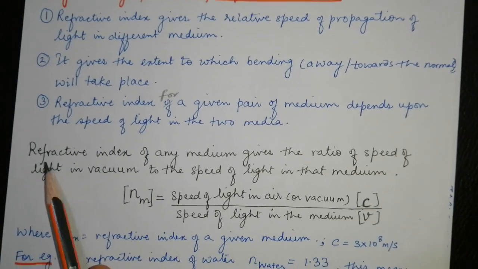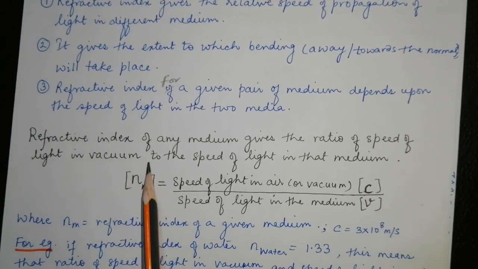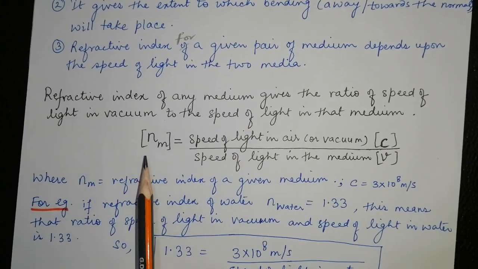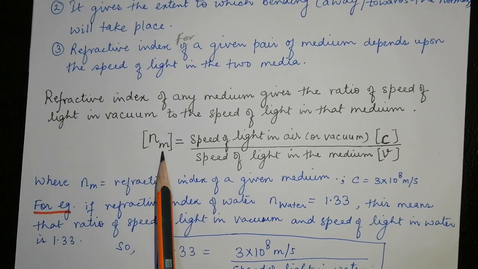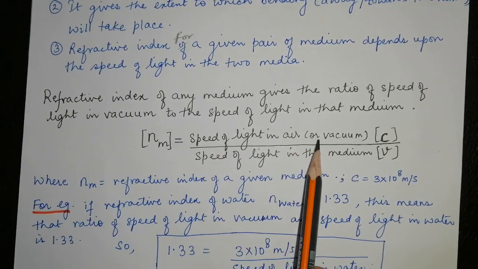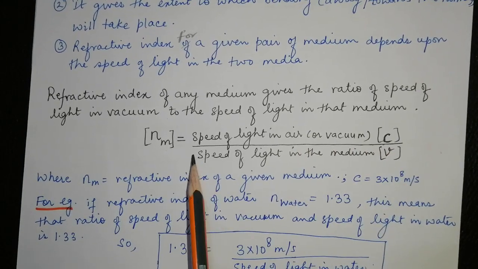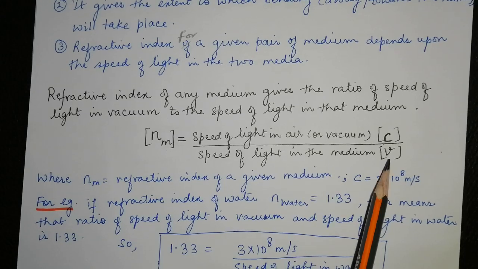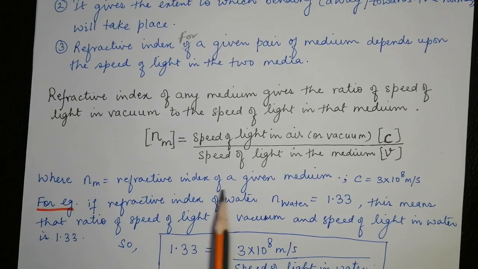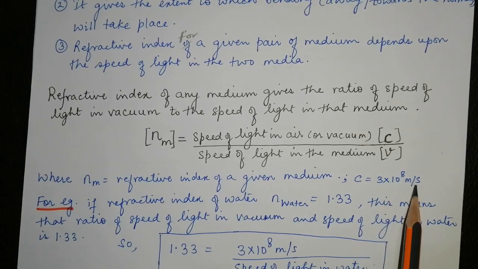Refractive index of any medium gives the ratio of speed of light in vacuum to the speed of light in that medium. Here I have written it in this form: Nm stands for refractive index in a medium. Speed of light in air or vacuum, that is C, its value is 3 × 10⁸ meter per second, upon the speed of light in the medium, which I am writing as V, where Nm is the refractive index of a given medium. C value is 3 × 10⁸ meter per second.